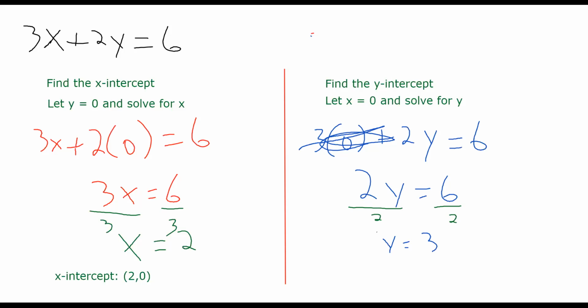But y does equal 3, but the y-intercept is not just 3. Not (3, 0), but 3 is the y-coordinate. Exactly, very good. So now the y-intercept is (0, 3). So let's remember that.